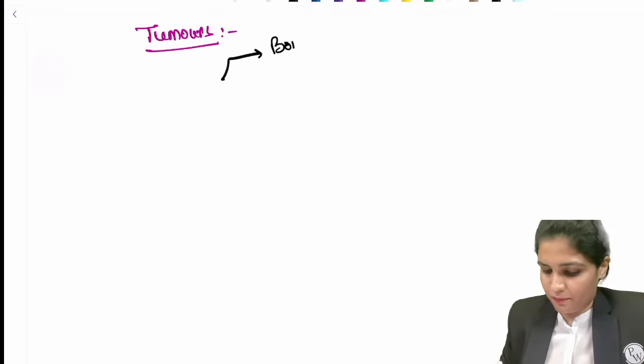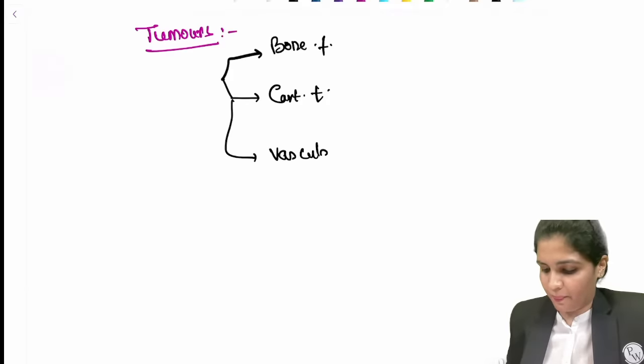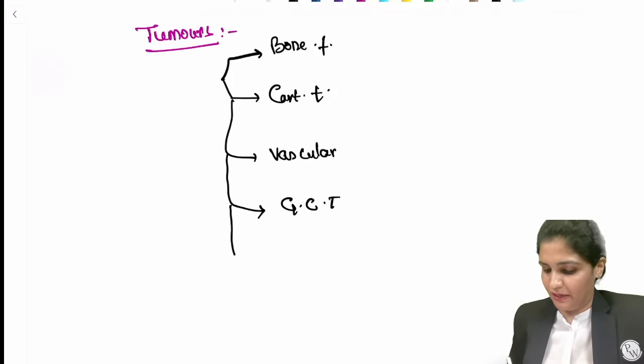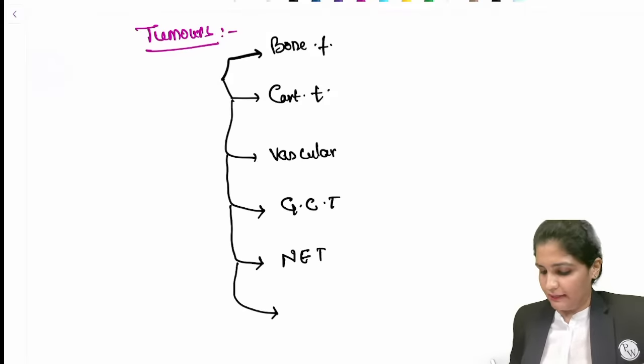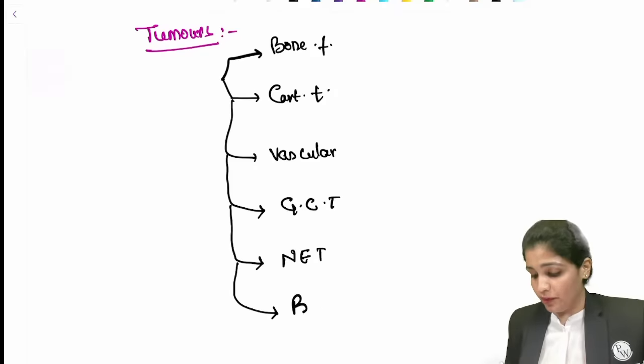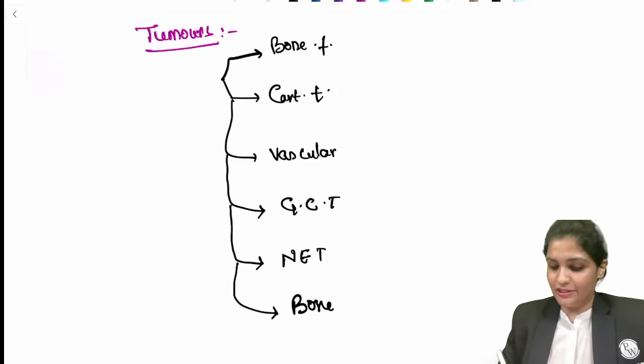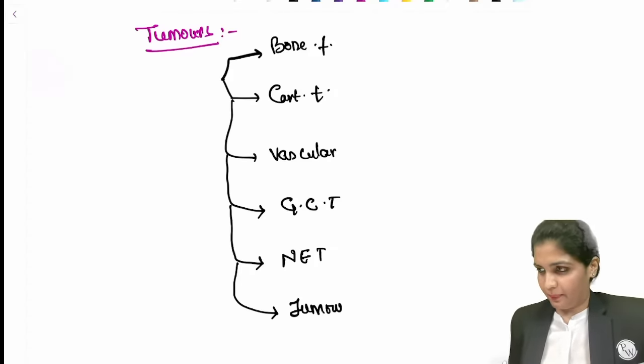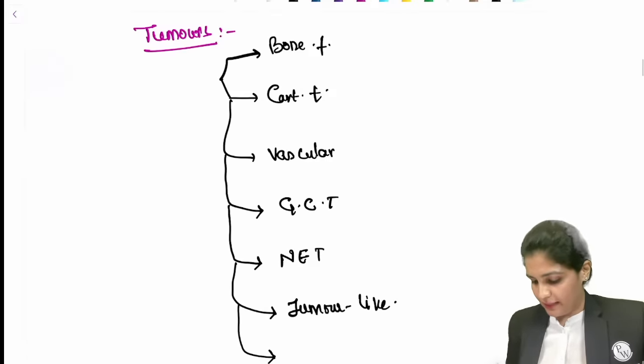So there are bone forming, cartilage forming tumors, and then there are vascular tumors, and then there are special entities like the GCT, which are benign but behaving malignant. And they are non-osseous, that is neuroectodermal tumors. And then there are bone-like lesions, tumor-like lesions. And then there is one more important, that is plasmacytoma.